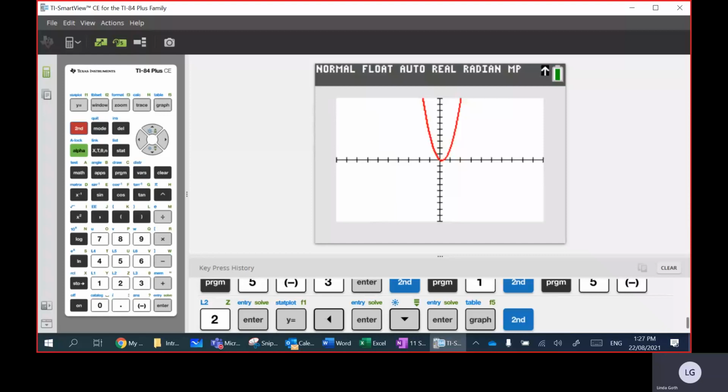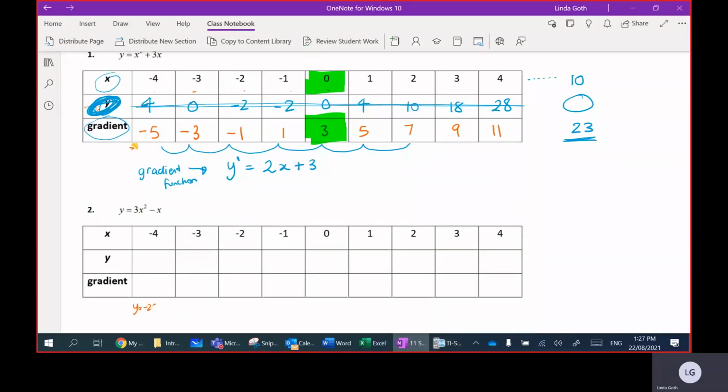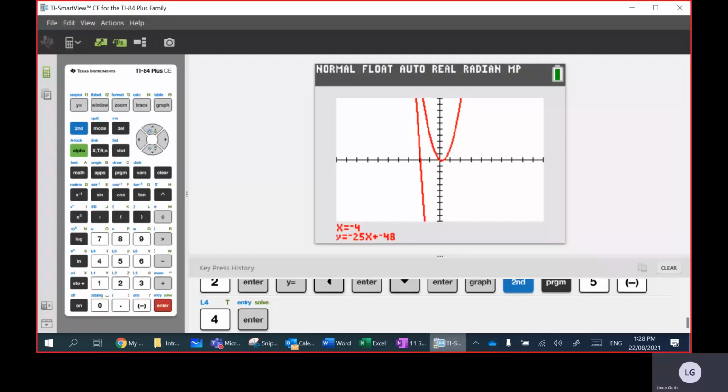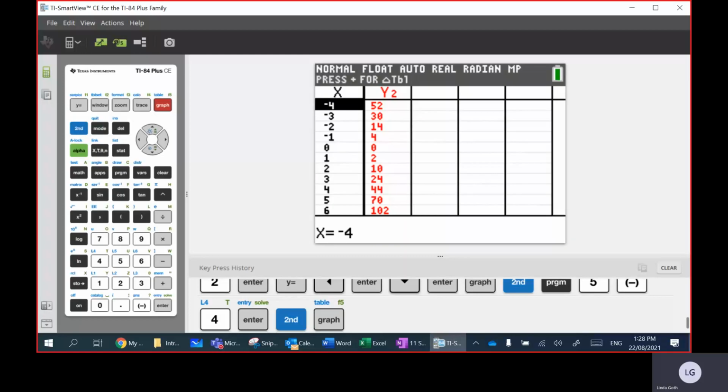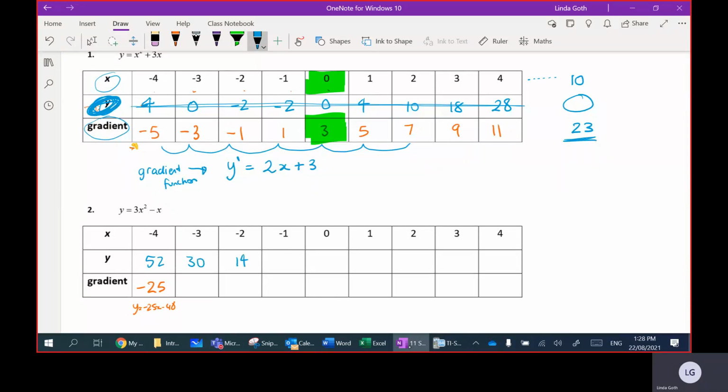So I'm going to say second, draw tangent at x equals minus 4. There it is there, minus 25x minus 48. So y equals minus 25x minus 48. That gave me a gradient of minus 25. Now again, I have to find these y values, so on my graphics calculator I'll have a quick look at that table of values. There they are there, and I can put those values into my table. So I can go back here and write in 52, 30, 14, and so on.